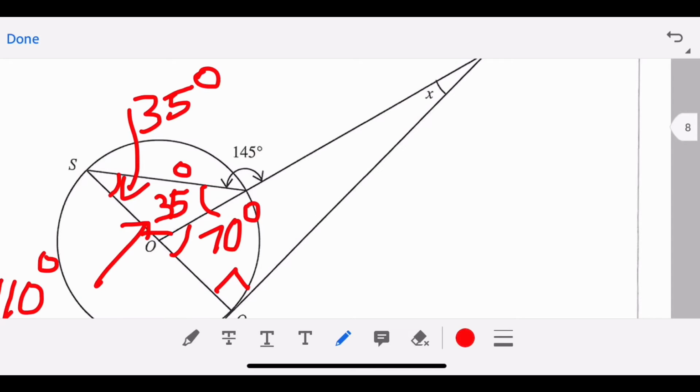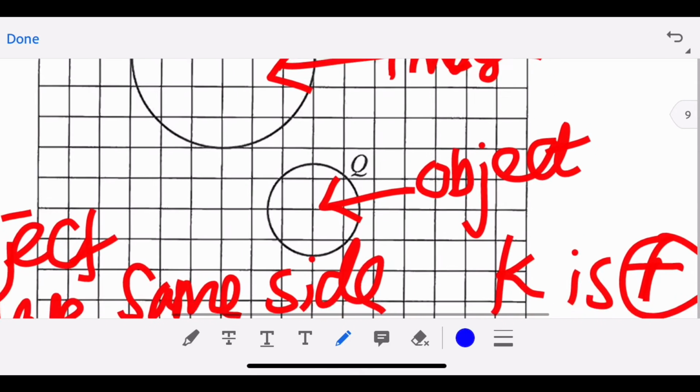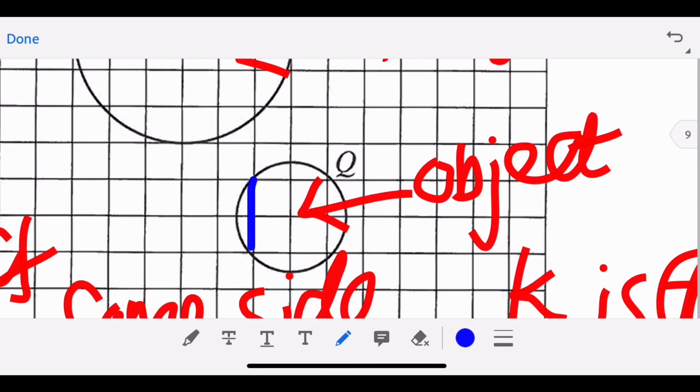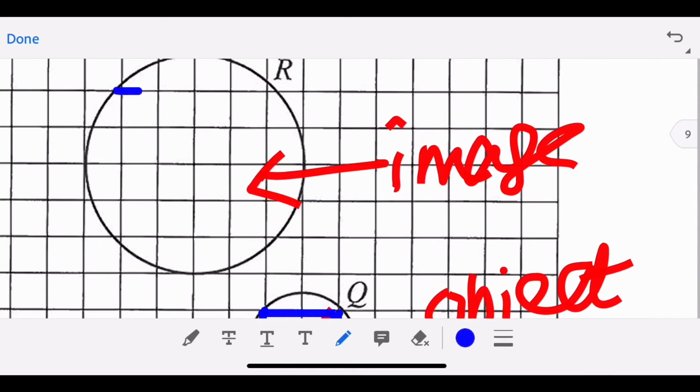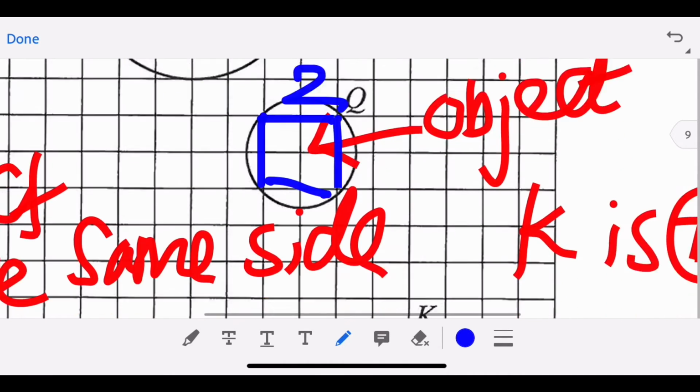So next we'll proceed to the next question. Now this is about the enlargement. I guess you have the object, you have the image, so please label first. From the object, actually we will do enlargement, so we can just focus on the square inside the circle, because the question is asking to find the scale factor.